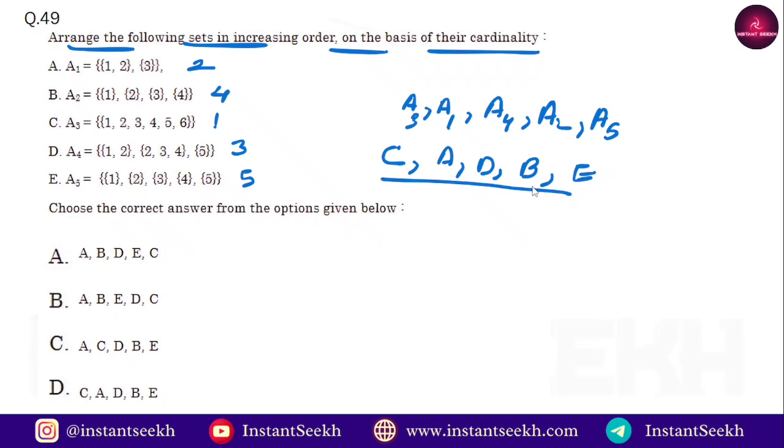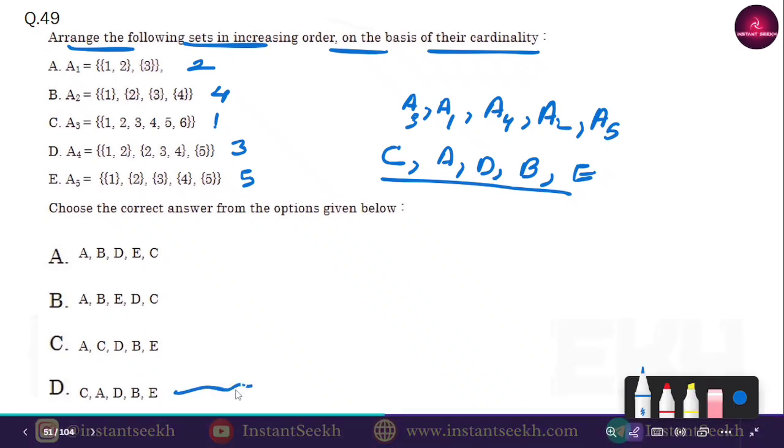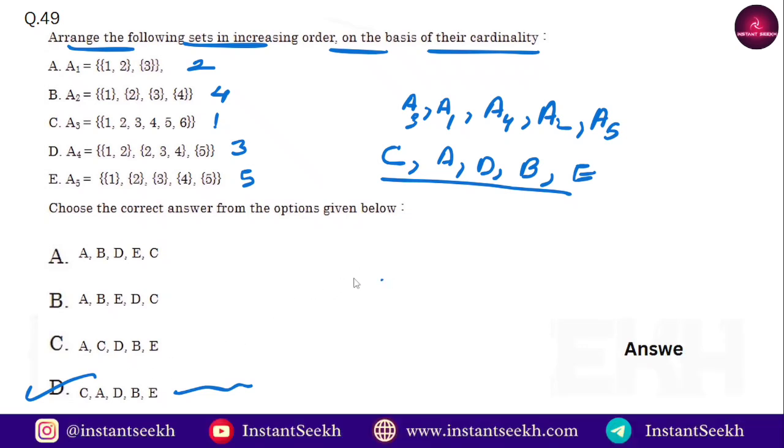So remember what is cardinality? It is the number of elements. We have identified the elements and on the basis of that, we have arranged it in increasing order. So your correct sequence will be CADBE, that is your option number D. Option number D will be your correct answer for this particular question.